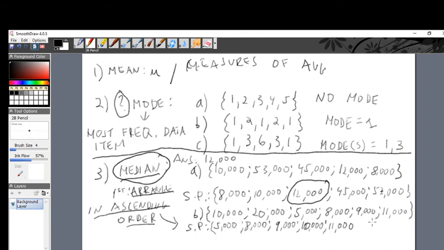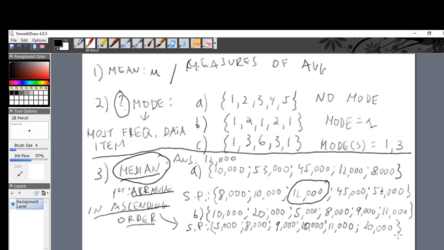So first came the 10, then the 11. Okay, after the 11 comes the 20. What do we have? 1, 2, 3, 4, 5. What do I have? Well, 5, 8, 9, 10, 11. Yes, and I'm there. 20,000.